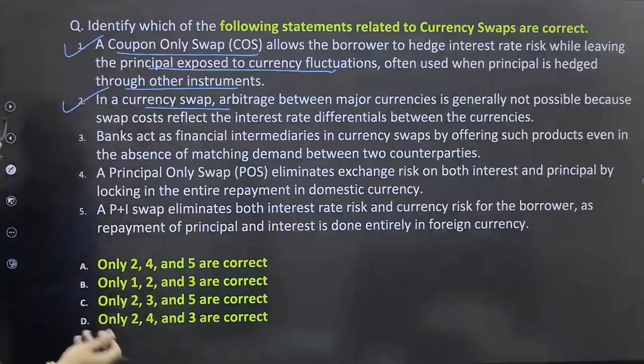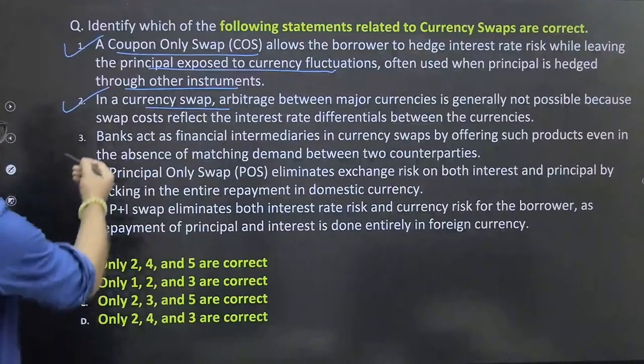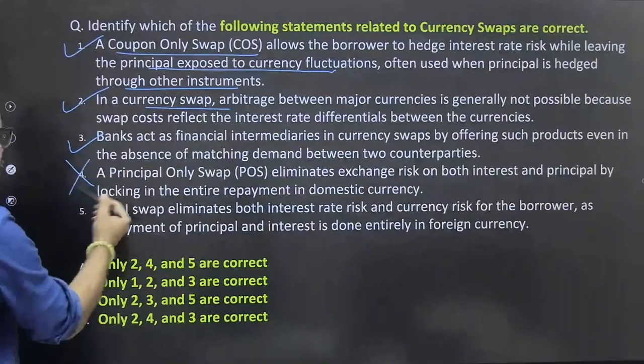हर एक कंट्री के अंदर अलग अलग इंटरेस्ट रेट है. Like US it is 2%, India it is 8%. So that is very tough to manage. Banks act as financial intermediaries in currency swap by offering such products even in the absence of matching demand between two currencies. Yes, banks do. A principal only swap eliminates exchange rate risk? No, it does not eliminate the exchange rate risk.